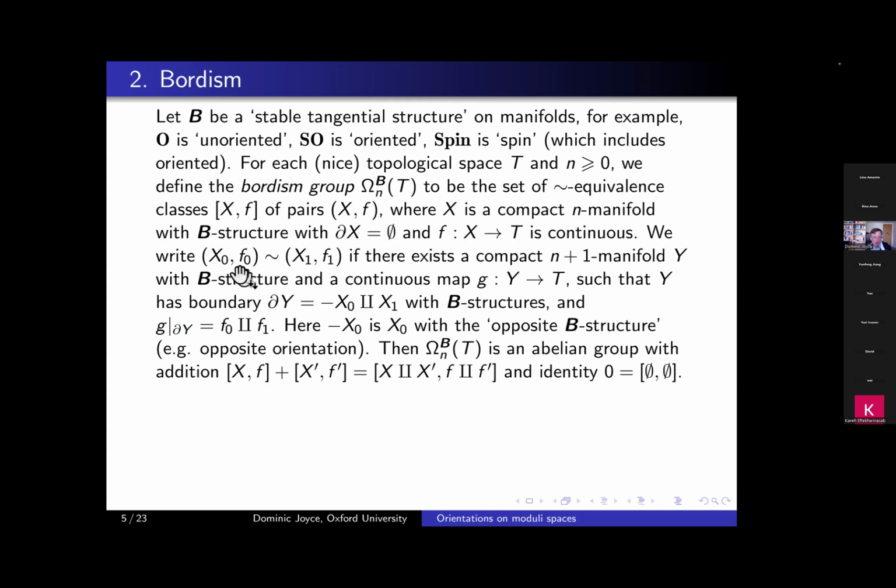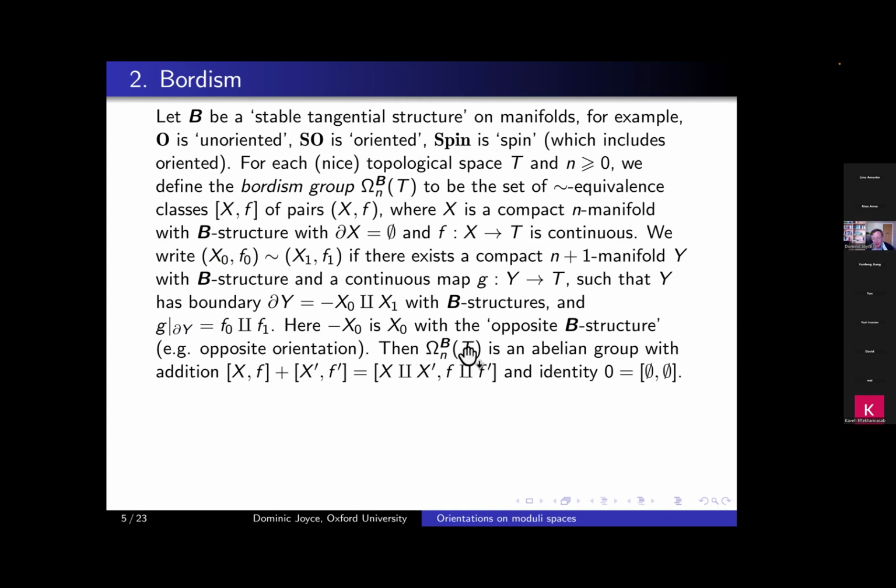And the equivalence relation we use is that (X0,f0) is equivalent to (X1,f1) if there exists a compact n+1 dimensional manifold Y, which has boundary X0 together with X1, and Y should also have a B structure. And we want a continuous map G going from Y into T, such that Y has boundary minus X0 together with X1, and G restricted to the boundary of Y is f0 together with f1, disjoint union. Here, minus X0 is X0 with the opposite B structure. So, for example, that would mean the opposite orientation if you're working with oriented manifolds; there's also an opposite notion of a manifold with a spin structure.